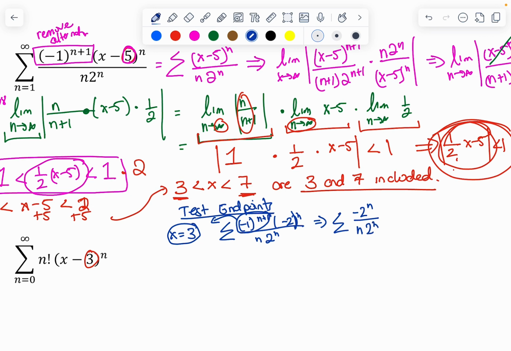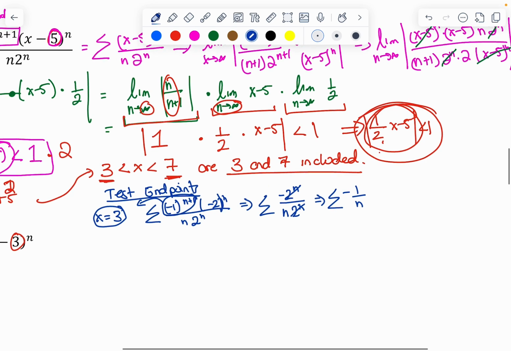And you notice that the 2^n's will cancel out. So you're left with just a series that looks like this: 1 over n. Hopefully you've recognized now that this is basically a p-series, specifically a p-series where p equals 1, aka a harmonic series. So this diverges, because it's a harmonic series.